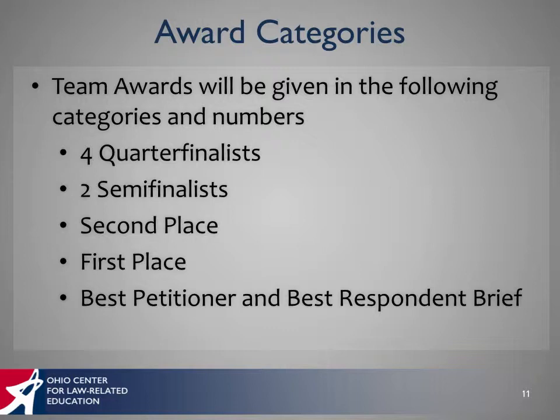Team awards will be given in the following categories and numbers. 4 teams will be recognized as quarterfinalists. 2 teams will be recognized as semifinalists. 1 team will receive an award for second place, and 1 team will receive an award for first place. The team with the highest scoring petitioner brief and the team with the highest scoring respondent brief will also be recognized with awards.